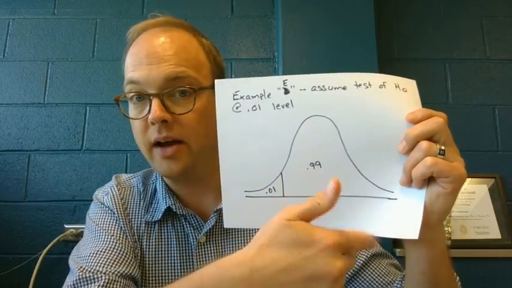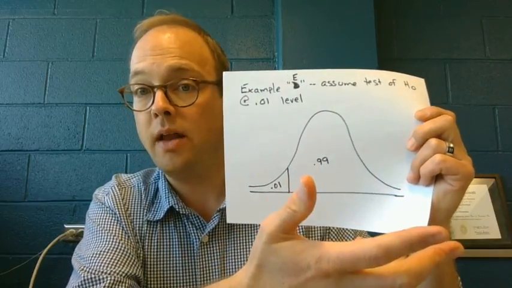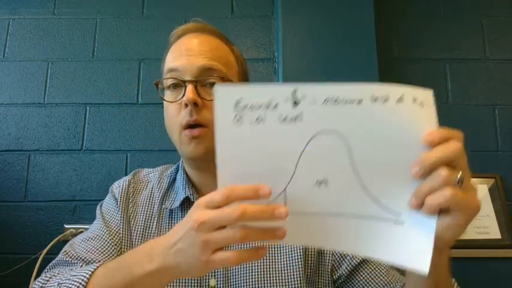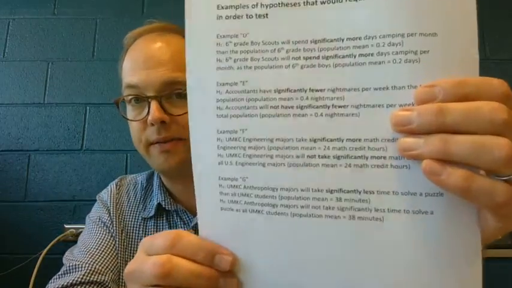The total area under the entire curve is 1 expressed as a proportion, or 100% expressed as a percentage. Let's do example F.